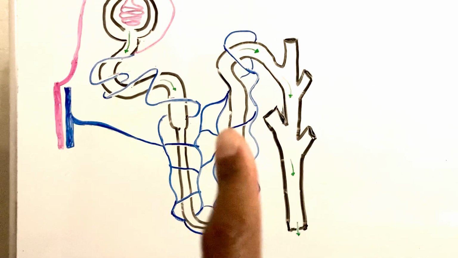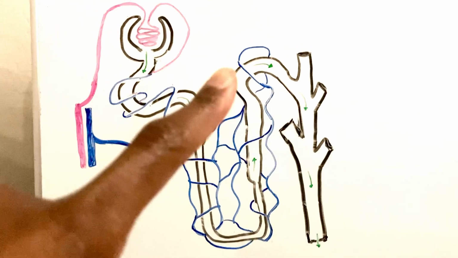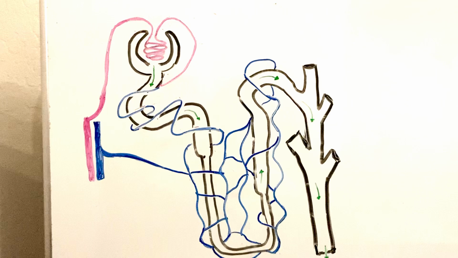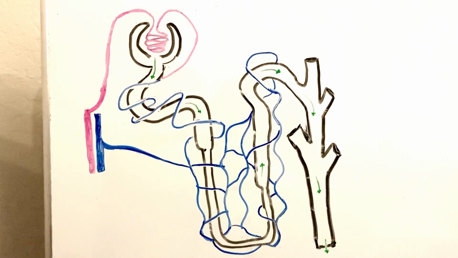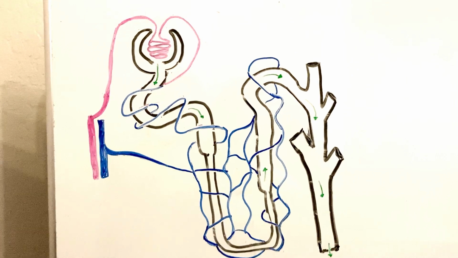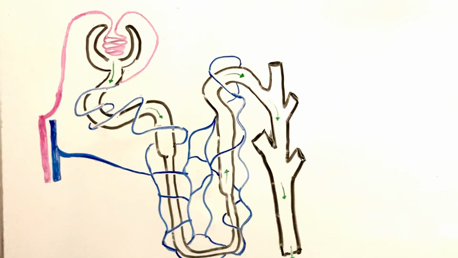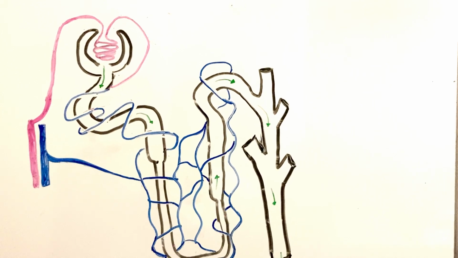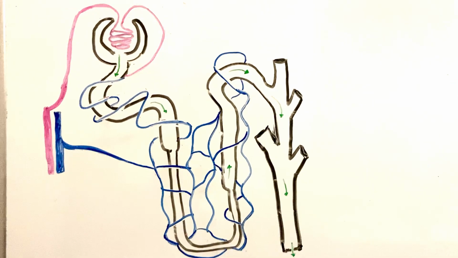When we go up into the distal convoluted tubule, we get into secretion, where additional waste products like drugs or hydrogen ions or potassium and other toxins are brought into the tubules and get prepared to be excreted from the body.